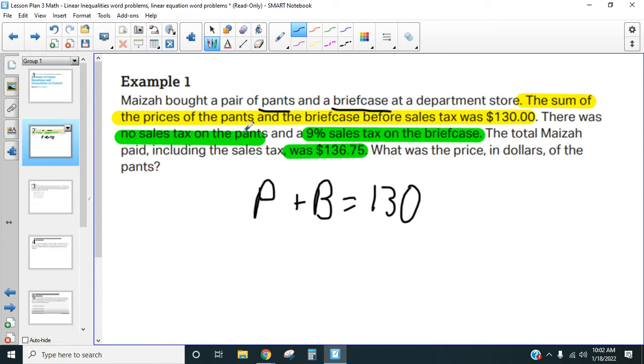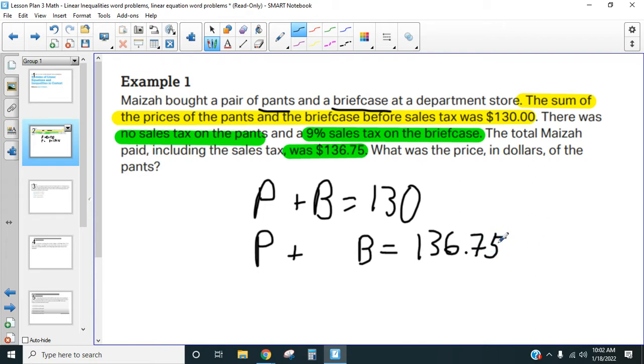So no sales tax on the pants, this first part. So that'd be pants plus, I'm going to fill in this little space here that I'm leaving. And then it's a total of 136.75.